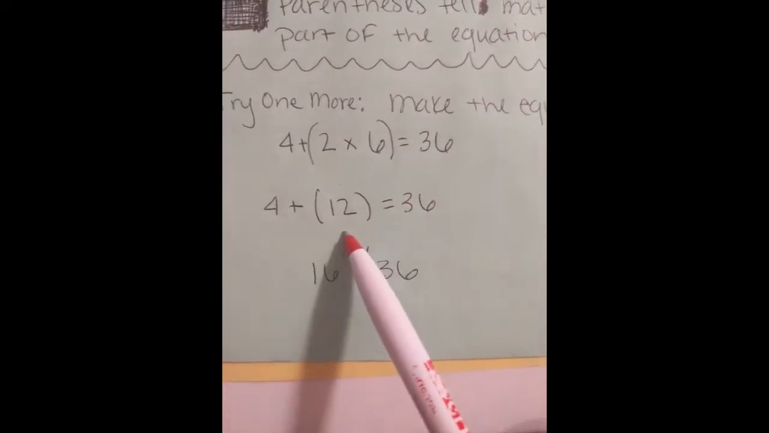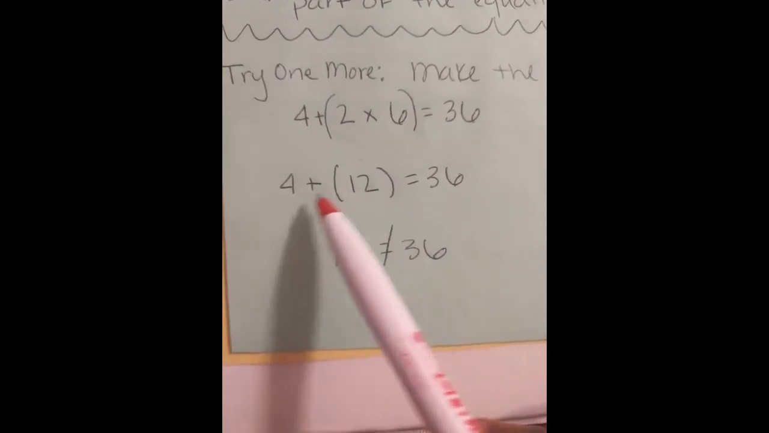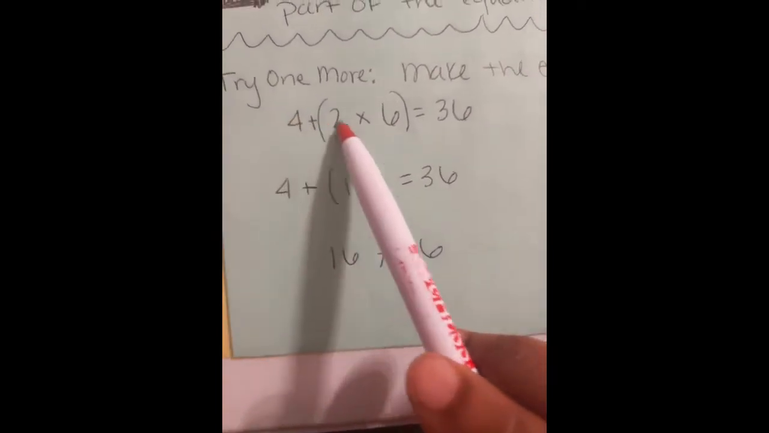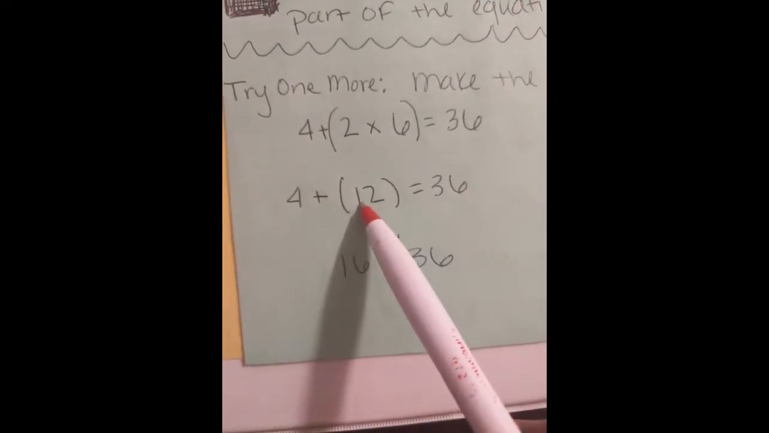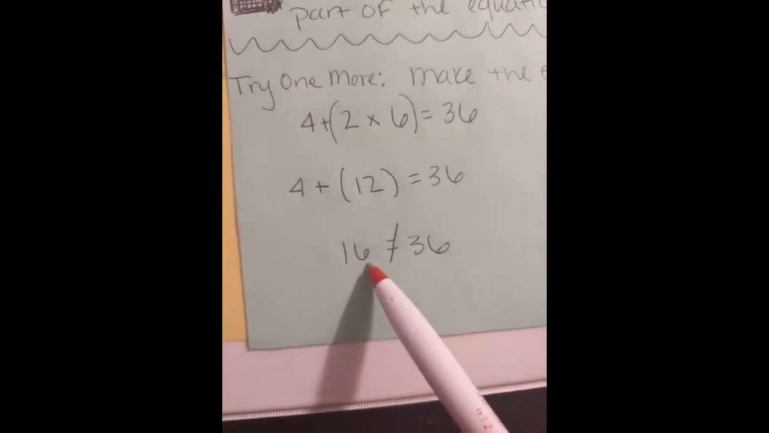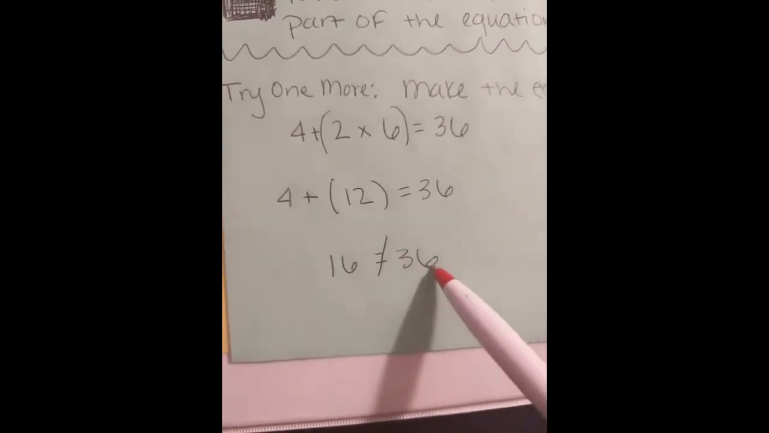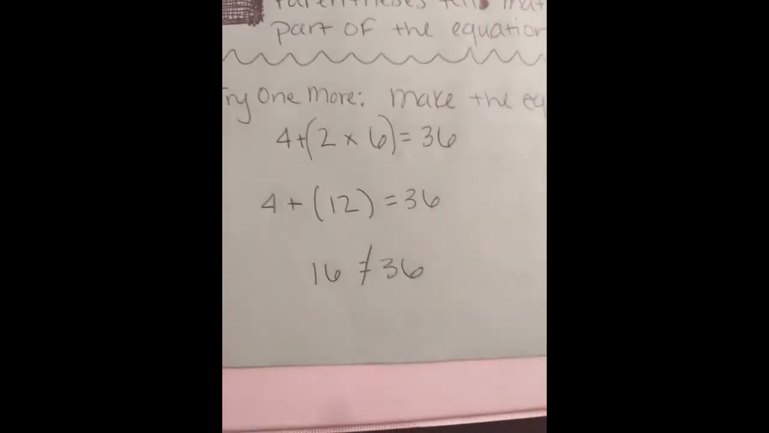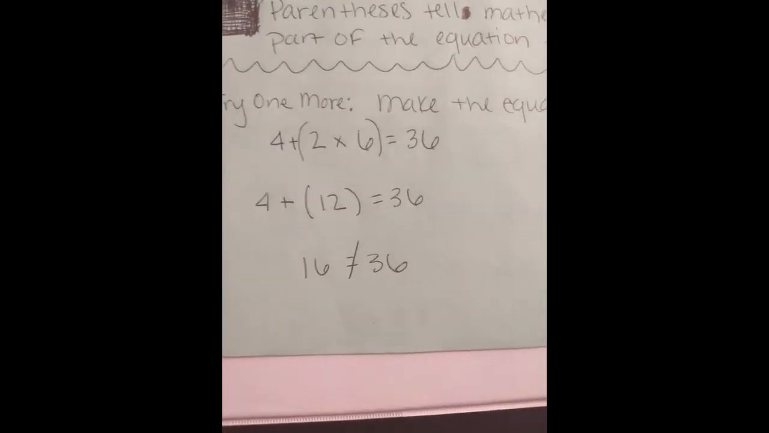So we multiply first. 2 times 6, we get 12. And then we still have to add that 4. Same thing up here. We're doing the same thing down here. Have to add the 4. It's going to be 16. Now, does 16 equal 36? No, it does not. 16 does not equal 36.